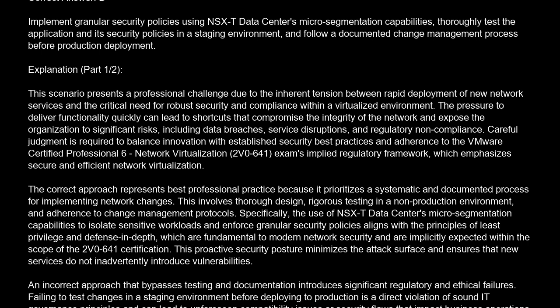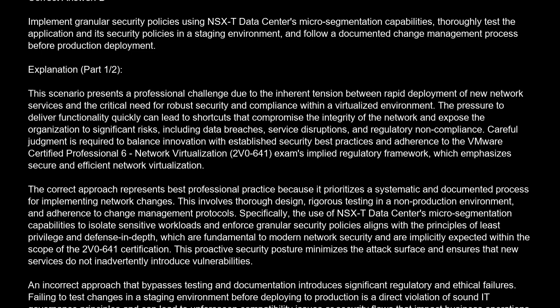Careful judgment is required to balance innovation with established security best practices, and adherence to the VMware Certified Professional 6 Network Virtualization, 2V0-641 exam's implied regulatory framework, which emphasizes secure and efficient network virtualization.